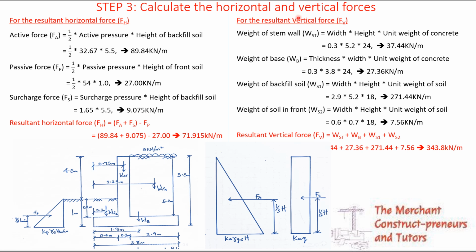Now step 3 is to calculate the horizontal and vertical forces. We have the resultant horizontal force, we have the resultant vertical force. As I was explaining, the stability of the retaining wall is based on two forces, the horizontal forces and the vertical forces. Now the vertical forces include that of the self weight of the retaining wall, which includes the stem, the base, right? And then any other thing that is on top.